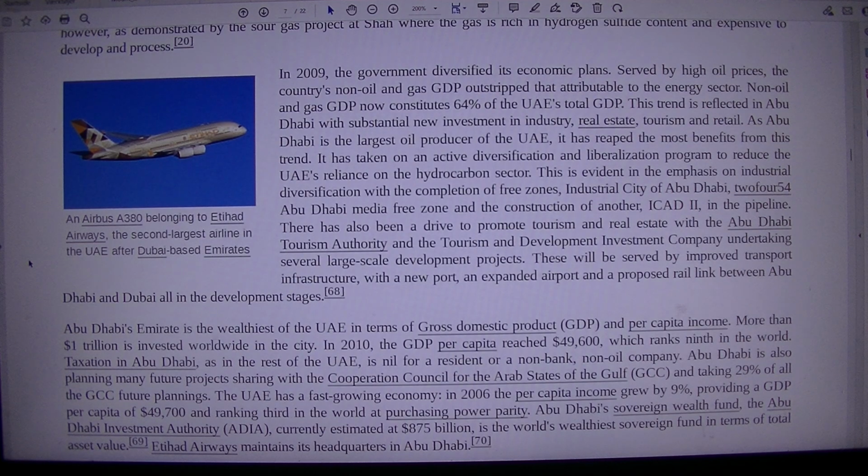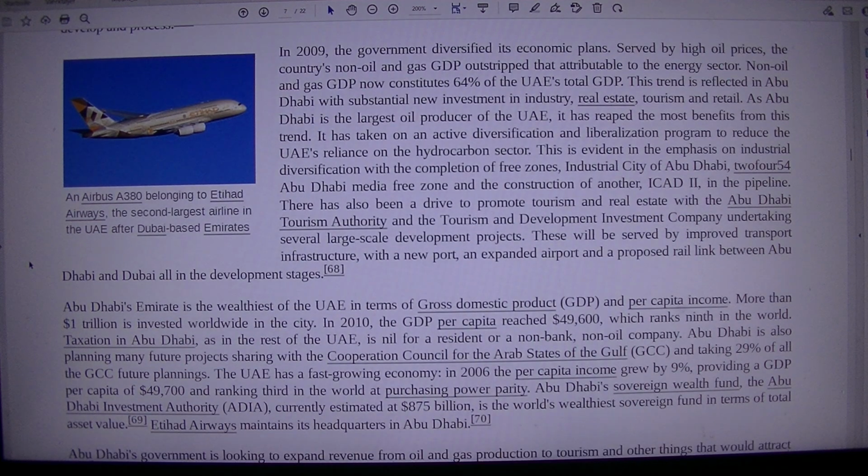An Airbus A380 belonging to Etihad Airways, the second largest airline in the UAE after Dubai-based Emirates. In 2009, the government diversified its economic plans. Served by high oil prices, the country's non-oil and gas GDP outstripped that attributable to the energy sector. Non-oil and gas GDP now constitutes 64% of the UAE's total GDP. This trend is reflected in Abu Dhabi with substantial new investment in industry, real estate, tourism and retail. As Abu Dhabi is the largest oil producer of the UAE, it has reaped the most benefits from this trend.